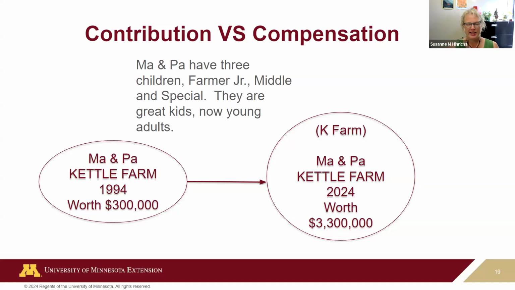So if you look at the example here, the Kettle Farm was started in 1994. Its worth at that time was about $300,000. So this is just an example. Now, in today's world, the Kettle Farm is worth about $3 million, $3,300,000, we're going to say.